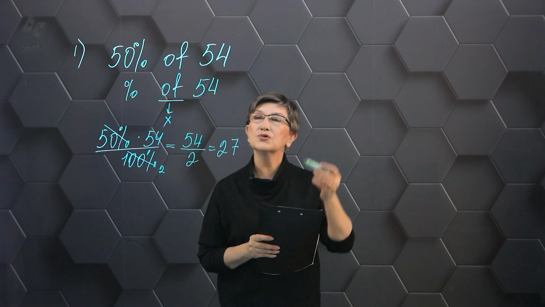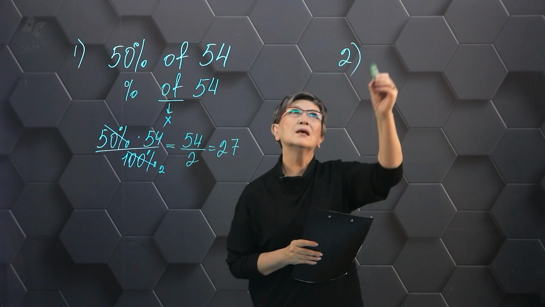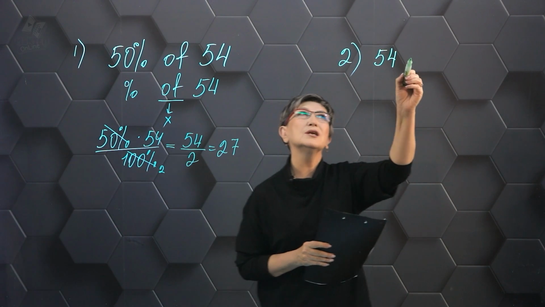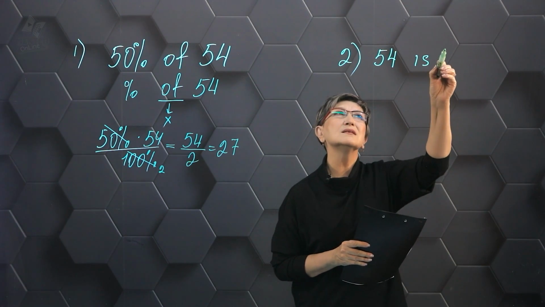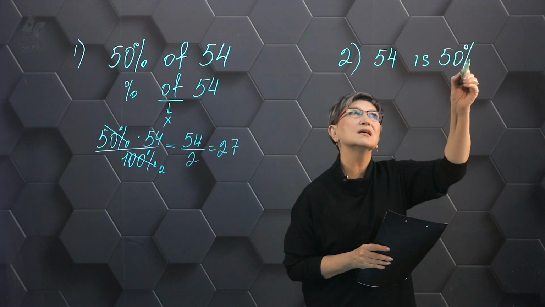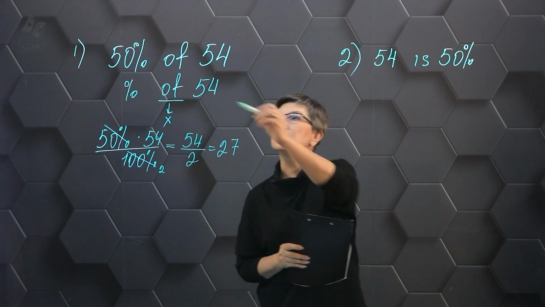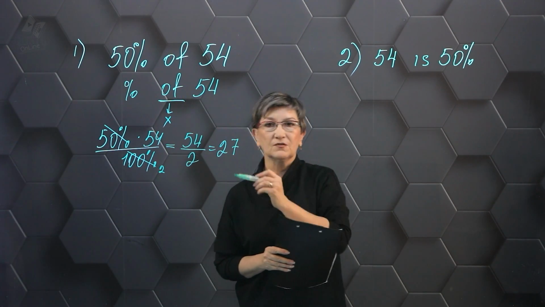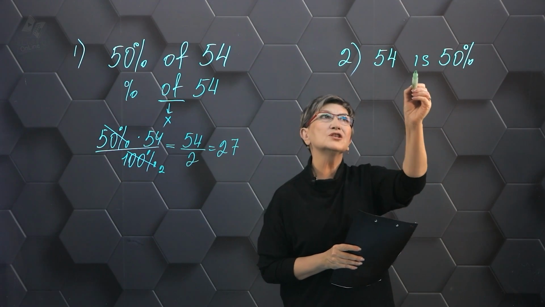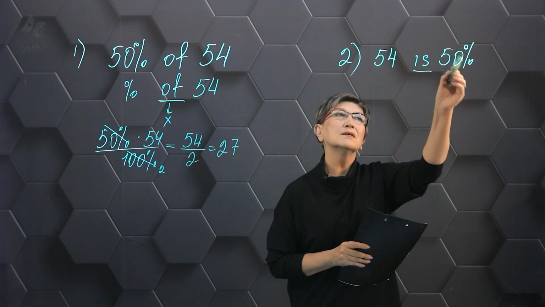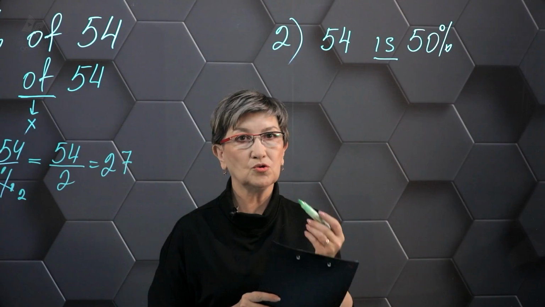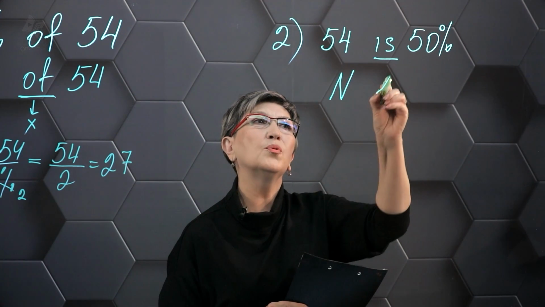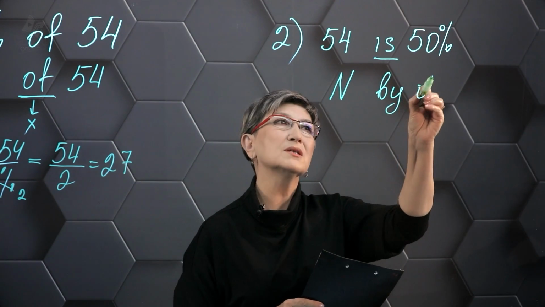Now let's take another problem. 54, the number 54, that is 50%. See the difference? Here's the key thing. Here it's "of" our number. And here 54, that is 50%. So what do we need to find? We need to find a number by its percentages.